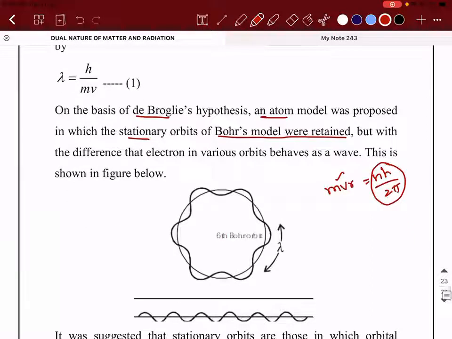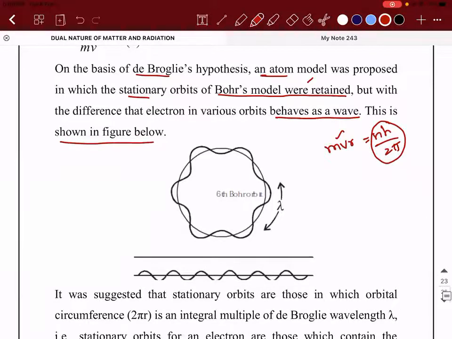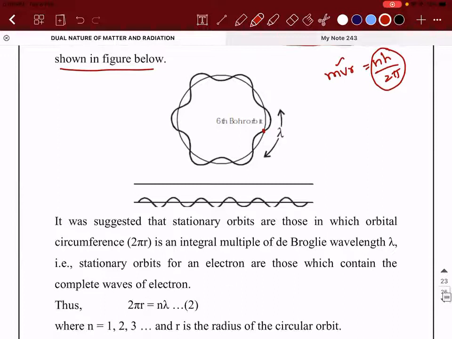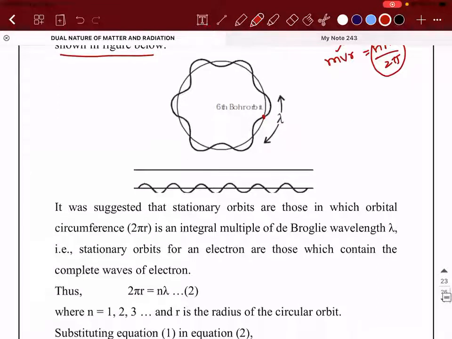So stationary orbits of Bohr's model were retained, but with the difference that the electron in various orbits behaves as a wave. This is shown in the figure. See, for example, you take the 6th Bohr orbit. I told you, right? Electrons will not only revolve around the circular orbit, they will also have a wavy structure around them. So it is suggested that stationary orbits are those orbits in which the orbital circumference.